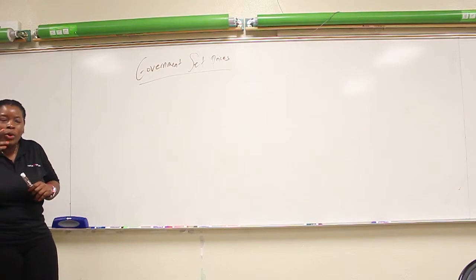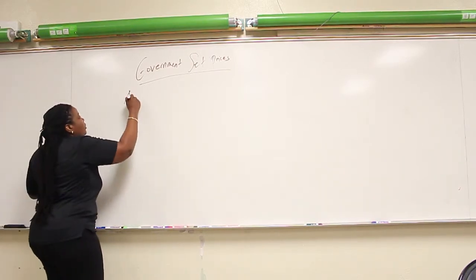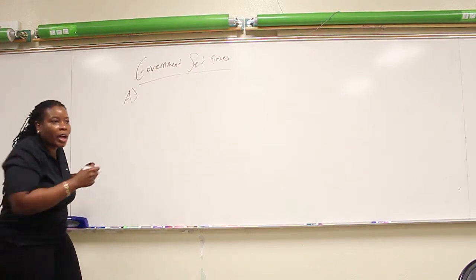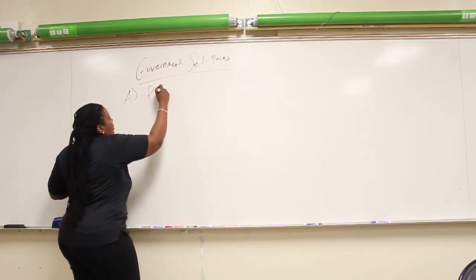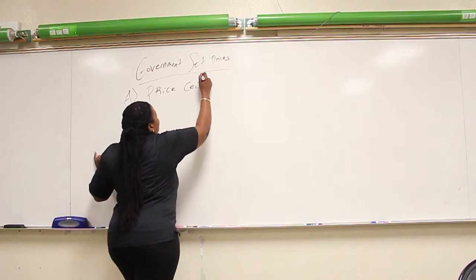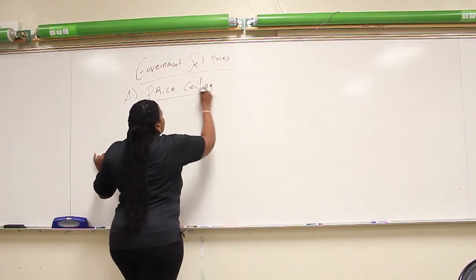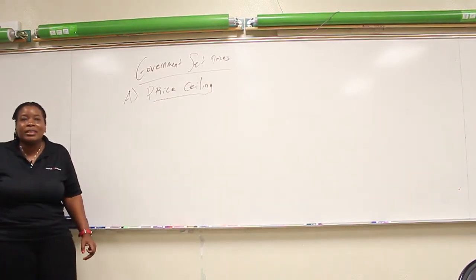So here's how it works. There are pretty much two ways, generally, that they can intervene. The first one is what we call a price ceiling. I'm going to explain this. So the first one is a price ceiling.